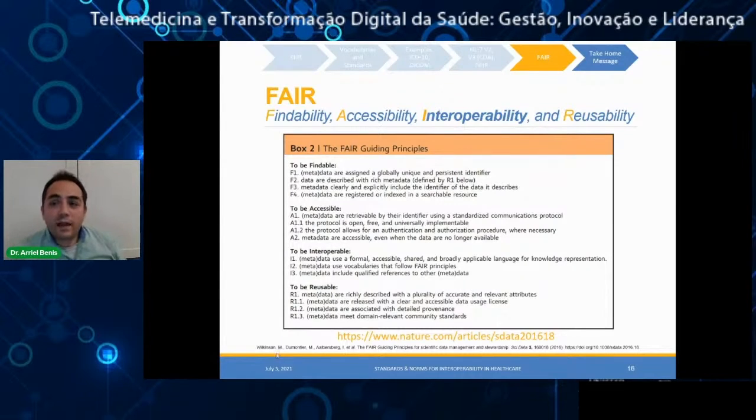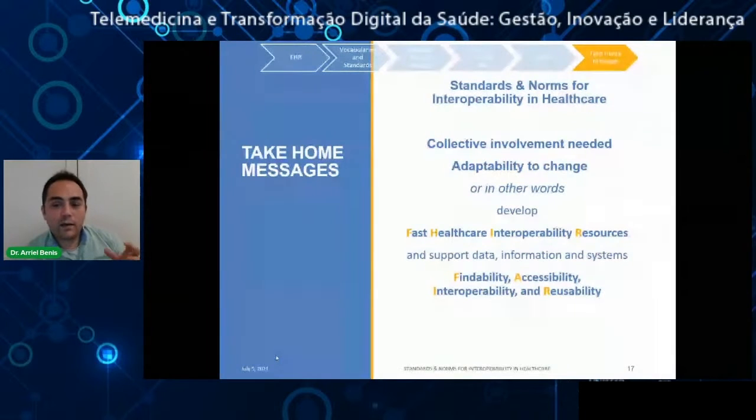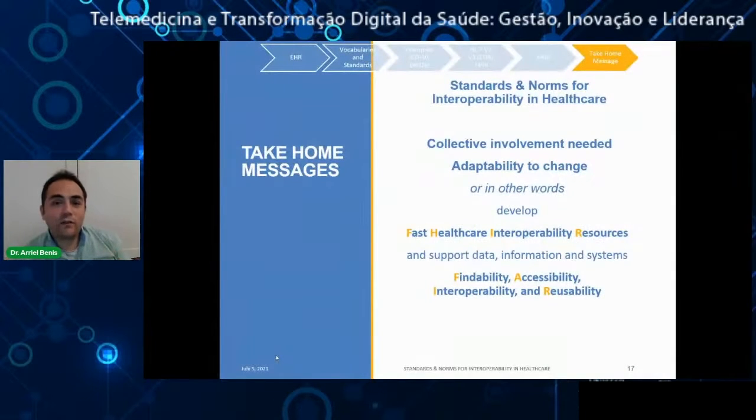So the take-home message for this presentation is that when we want to be interoperable in medicine, in healthcare, we need a collective, a community involvement, and to be adaptable to change. In other words, you need to develop healthcare systems or to use systems which are developed using FHIR and which support data, information and system findability, accessibility, interoperability, and reusability with FAIR.